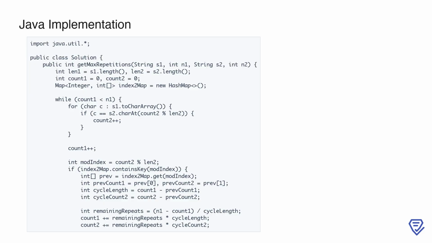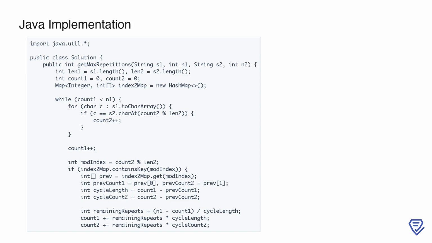After processing all characters of S1, we increment count1, as one full repetition of S1 is complete. Then, we calculate the modulo index of count2 with respect to len2. This index helps us identify patterns or cycles. If the map already contains this modulo index, it means a cycle is detected. We retrieve the previous state stored in the map, calculate the cycle length in terms of S1 repetitions, and the progress made in S2 during that cycle.